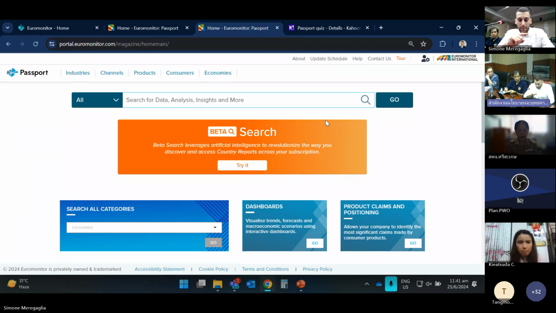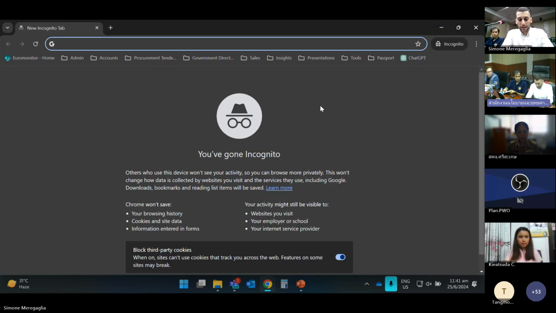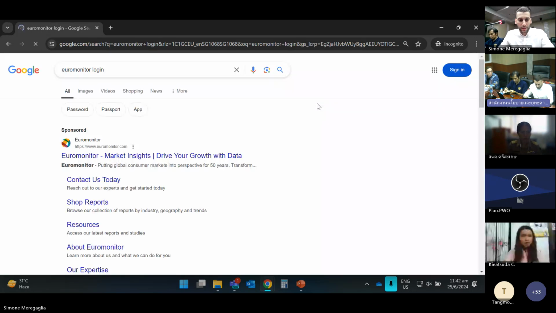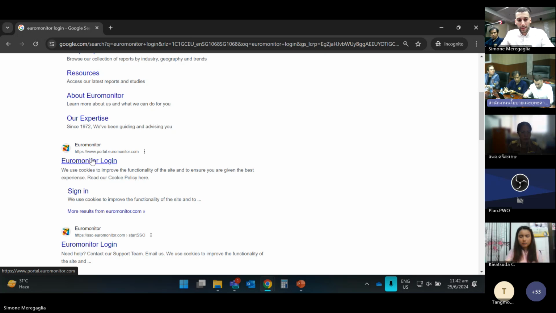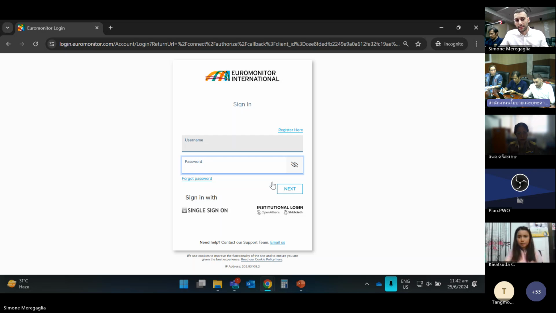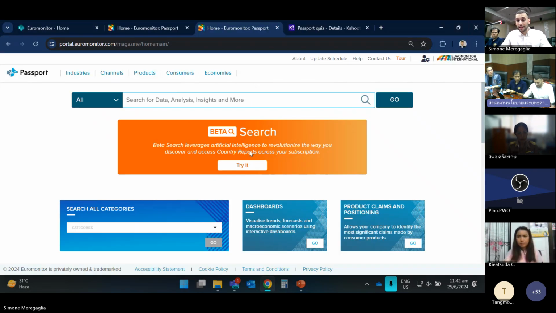Now, one more important thing is, how do you enter the home page? This is your home page for Passport. How do you enter it? After this training, I will share with all of you the link to access it. But if you don't know the link now, another way is you type on Google Euromonitor login. And then once you type the first link that you see, Euromonitor login, you can click on it and it will bring you to the login page where you can insert your username, which is your email, and then your password, and then you click on next, and it will bring you into the home page that you are seeing here right now.